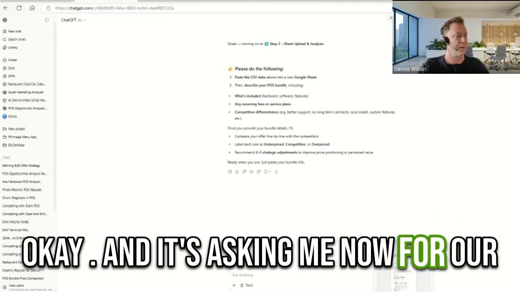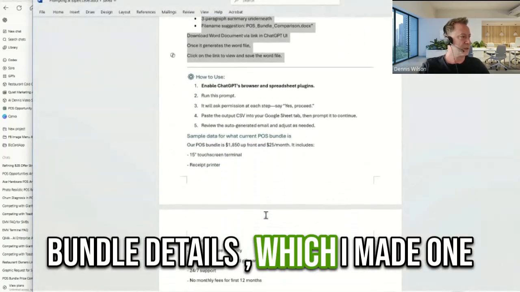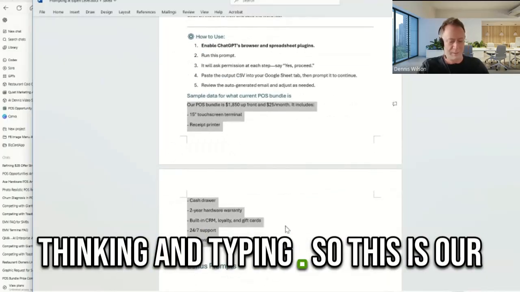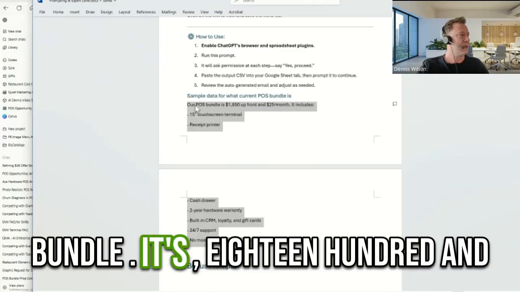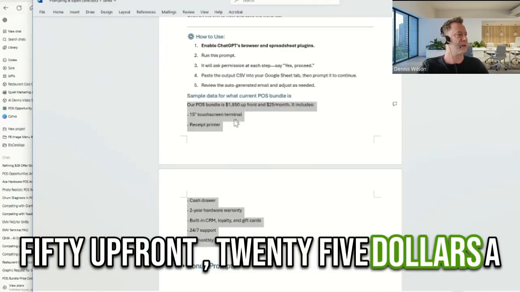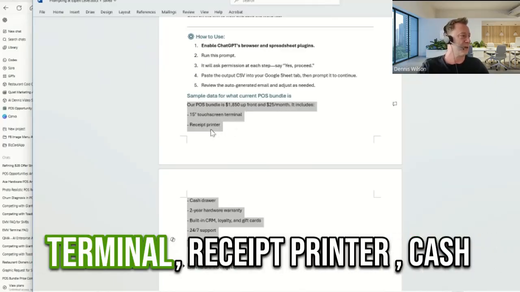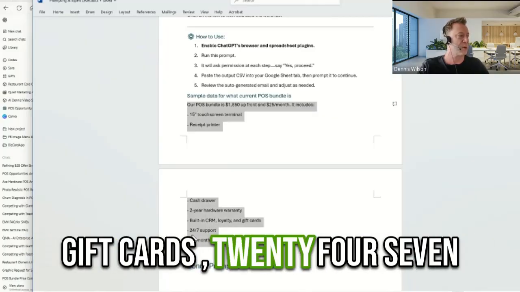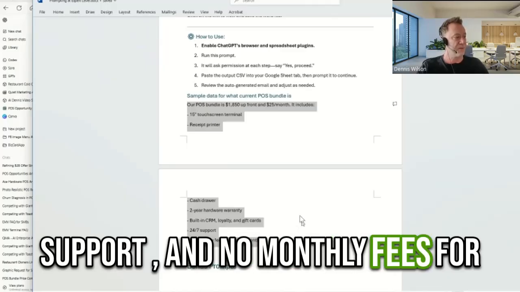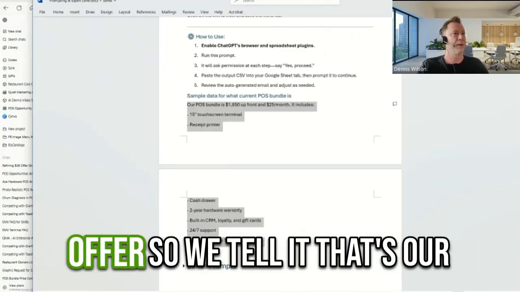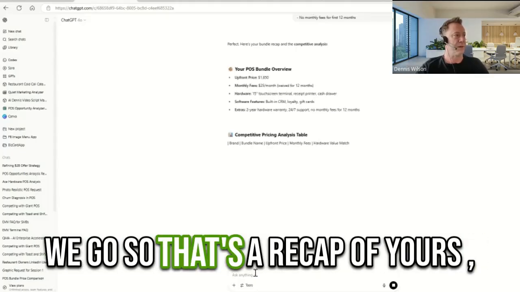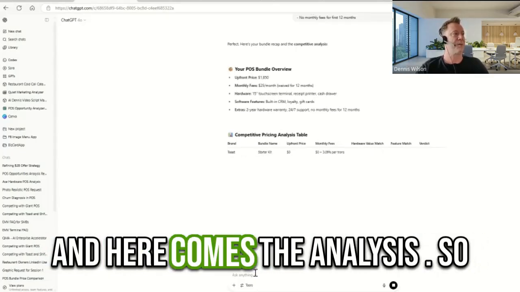Okay, and it's asking me now for our bundle details, which I made one because I didn't want to spend time thinking and typing. So this is our bundle. It's $1,850 upfront, $25 a month, includes 15-inch touch terminal, receipt printer, cash drawer, 2-year hardware warranty, built-in CRM, loyalty and gift cards, 24/7 support, and no monthly fees for the first 12 months. That's our offering. So we tell it that's our offering, and it says, great, here we go. That's a recap of yours, and here comes the analysis.